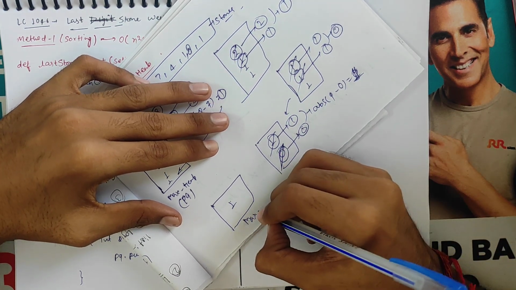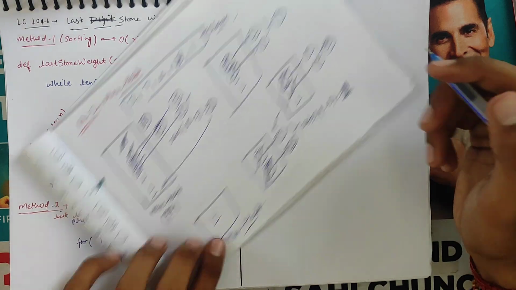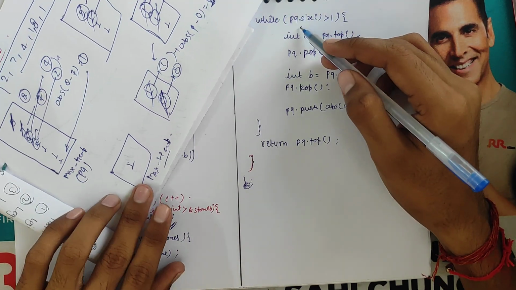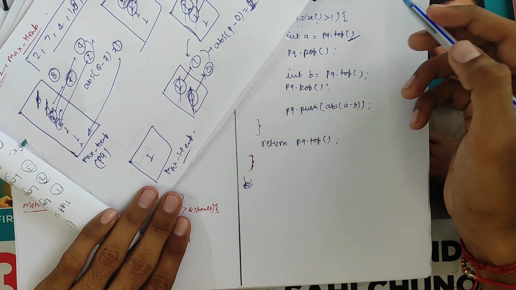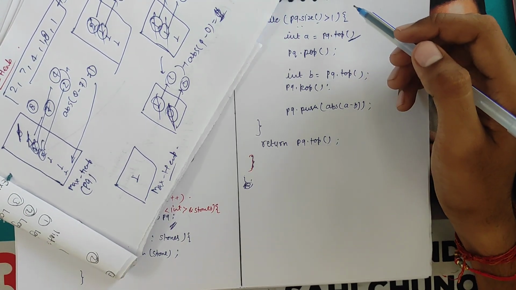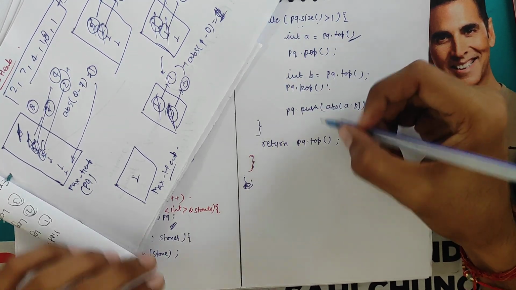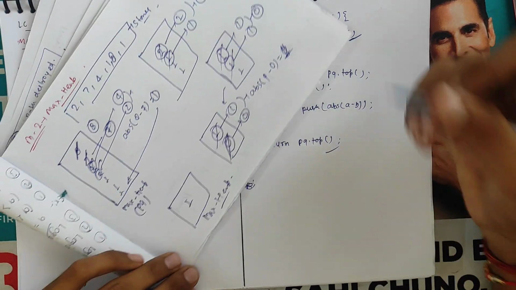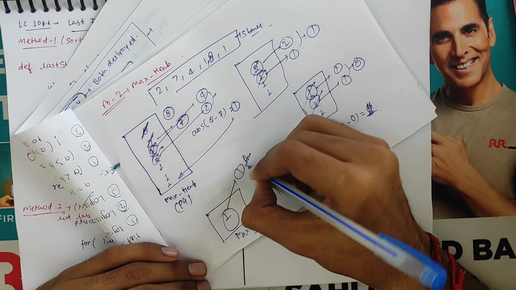So the max heap now contains only one element, which is 1. The size of the max heap is equal to 1, but it should be greater than 1 to run the while loop. So this while loop won't be executed further, and after that we return the topmost element from the max heap, which is 1. Again, this is our answer.